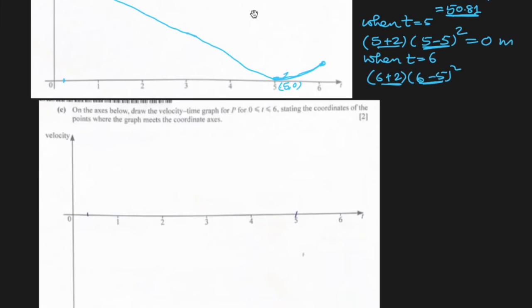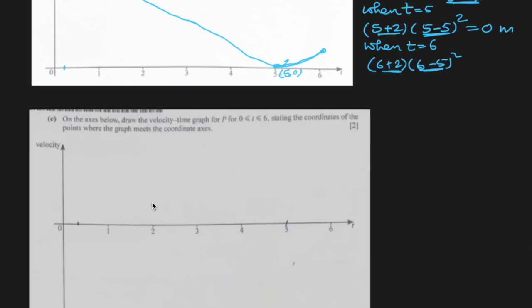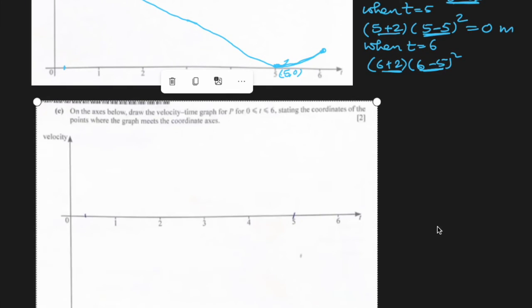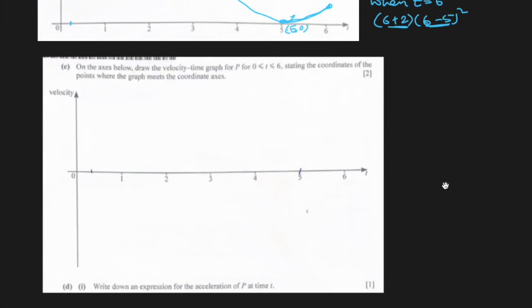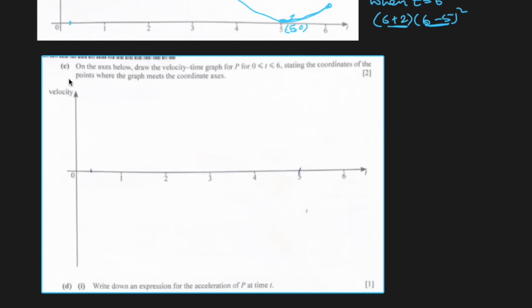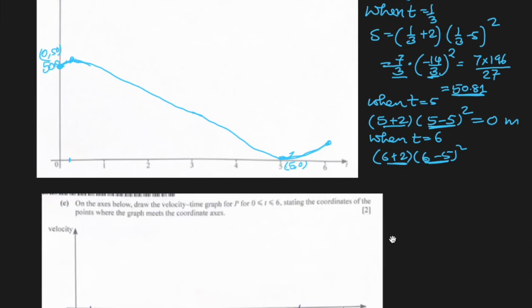Okay, let's go to the next one. What are they saying here? On the axis below, new axis, draw the velocity time graph for P from 0 to 6, stating coordinates of the points where the graph meets the axis. Now, be very aware that the gradient of the ST graph gives us the VT graph. We are sure that the gradient at this 1 over 3, let me write here.